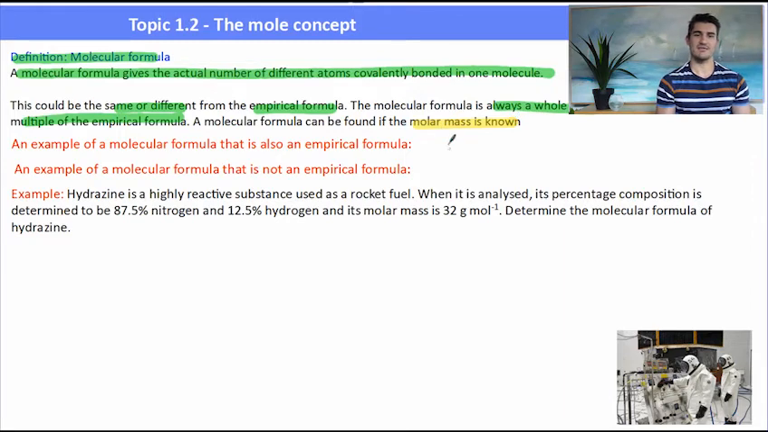So for example, an empirical formula that is the same as a molecular formula is water, H2O. In the second example, we have C2H6, which is ethane. Its empirical formula would actually be CH3. So the molecular formula is different to the empirical formula.